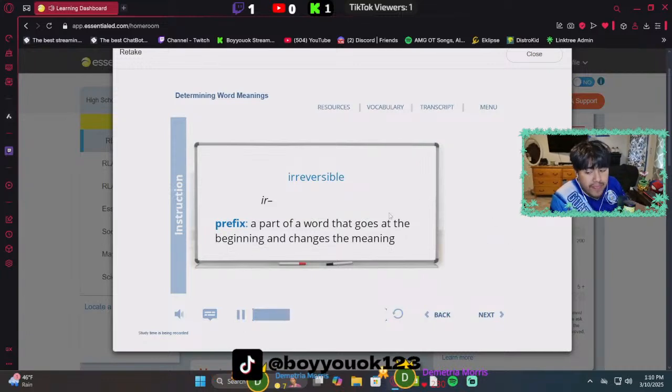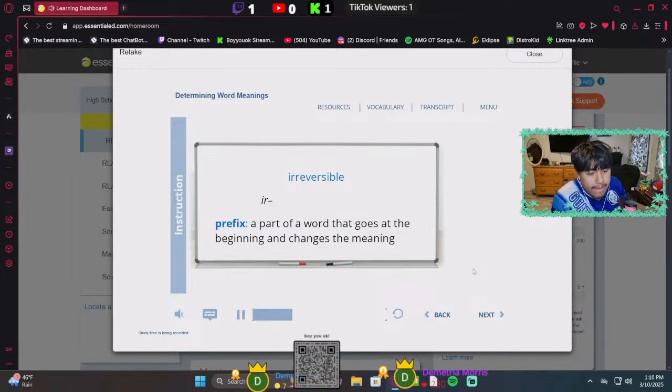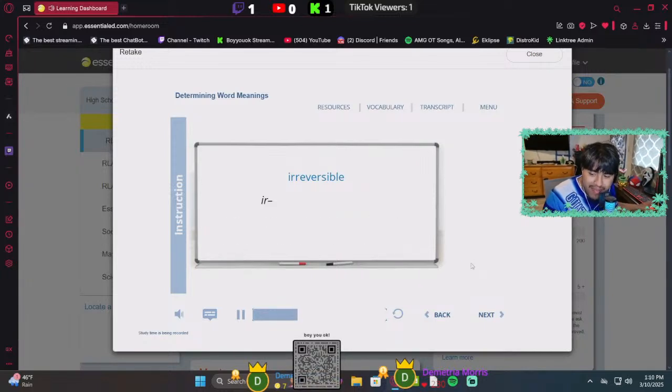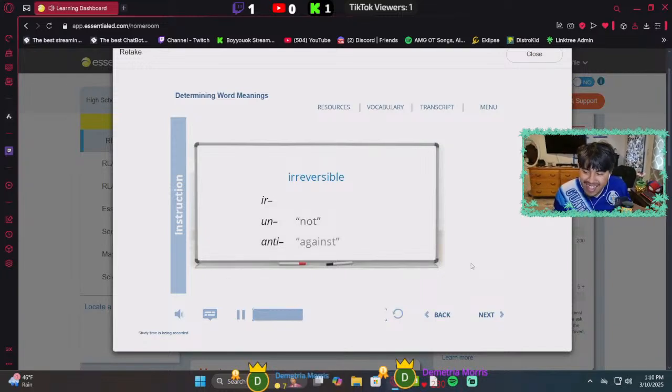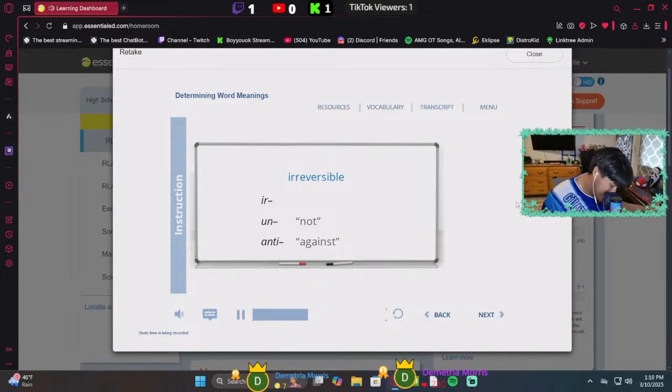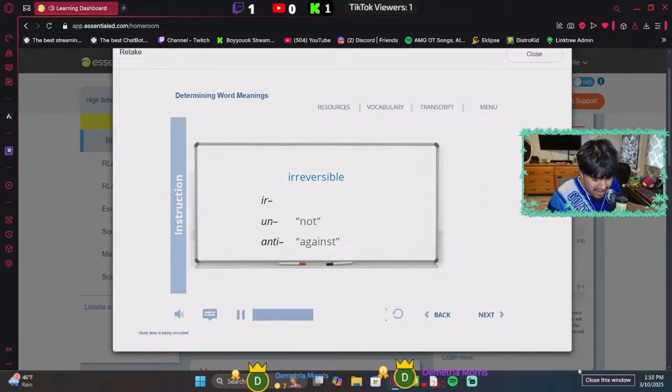Prefixes and suffixes are usually short, and you should get familiar with the most common ones. You might know some prefixes, including in, which means not, or anti, which means against. If I can't remember what ir means, I'll think of other words that start with ir, like irregular. I know that one. It means not regular, so ir probably means not.